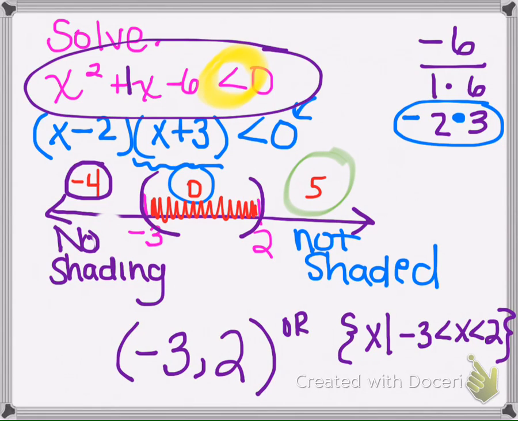Or we can write it in set builder notation like this, that x is a number in between -3 and 2. So your choice whether you want to write it as an interval or if you write it as a set builder. That's the proper way.